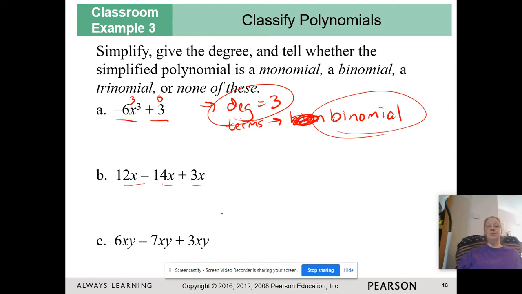We can combine all of these, actually. So 12 subtract 14 gives me a -2, plus a 3 gives me 1. So simplified, we get just x. This is to the first power, so the degree is equal to 1. And there is 1 term, so it would be a monomial.